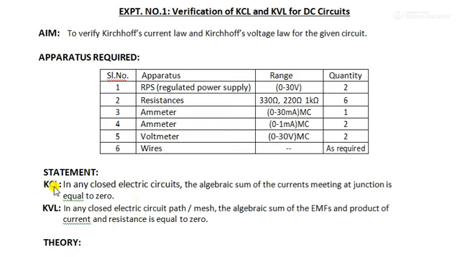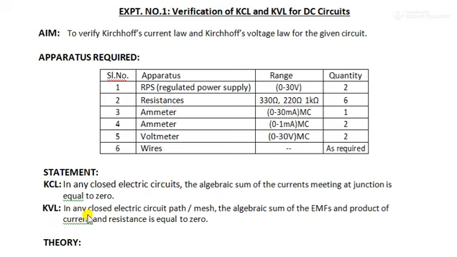Now the statement of KCL we will study, that is, in any closed electric circuit the algebraic sum of the currents meeting at a junction is equal to 0. So at any junction, the algebraic sum of the currents entering is made equal to 0 in any closed circuit. That is the KCL statement.